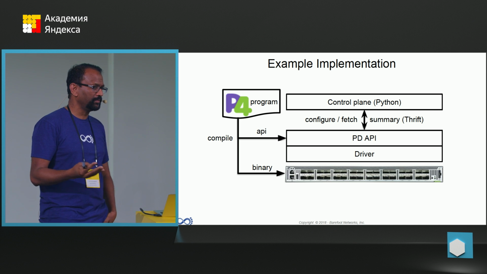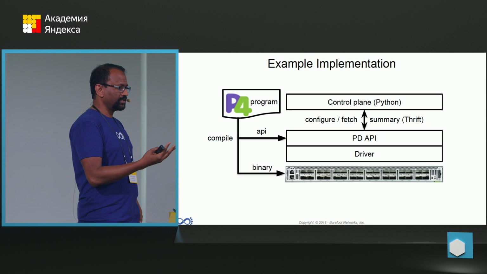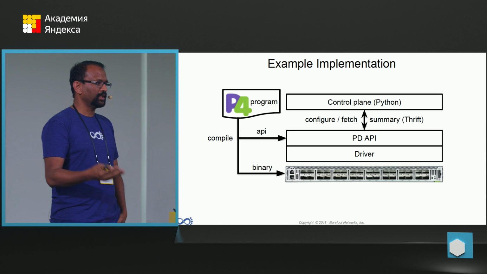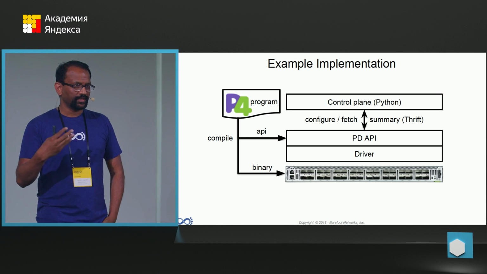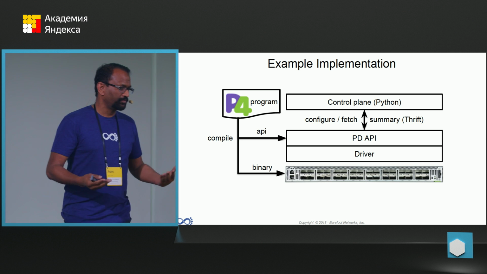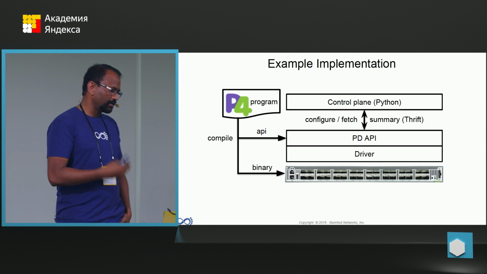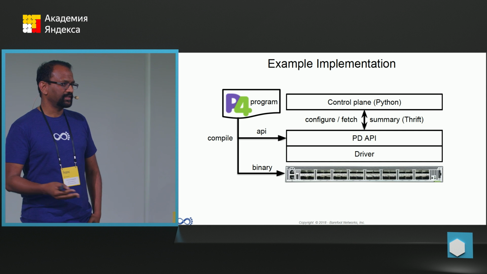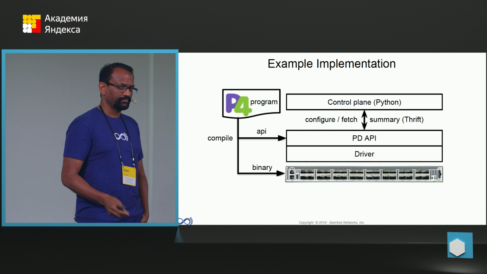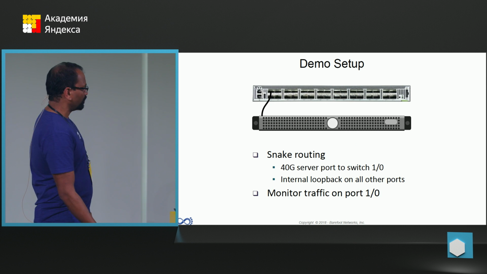There's a P4 program that's compiled, downloaded onto the chip, and the APIs are generated from the P4 program, and the APIs are called using a Python script using Thrift. It's pretty straightforward. It's running Open Network Linux with our compiler, the drivers, and this simple Python-based control plane.